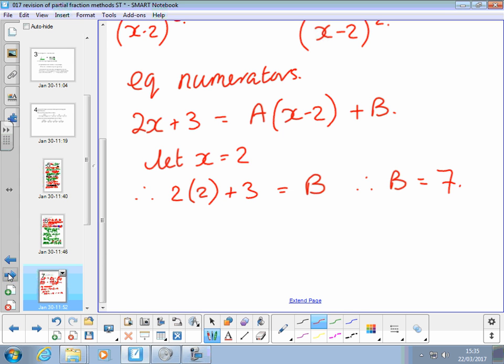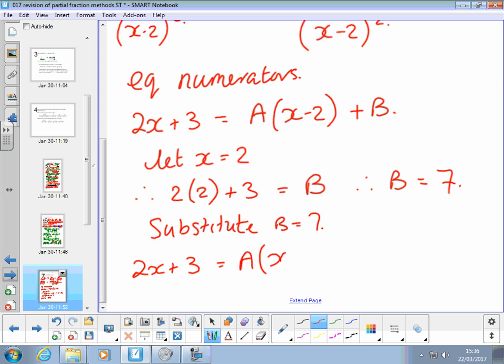Now what do we do? We can't get the b term equal to nothing, but what can we do? Take what away? Yeah, that'd be handy, but that won't work, I'm afraid. So, yeah, substitute 7 in for b. So we got 2x plus 3 is equal to A x minus 2 plus 7. Is that right?